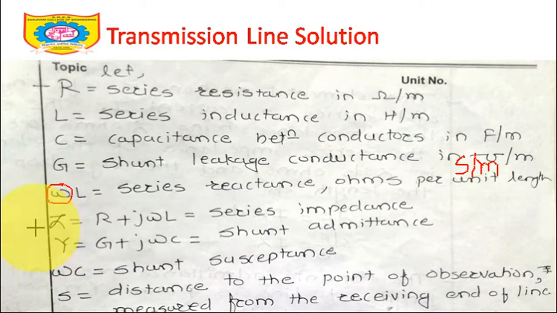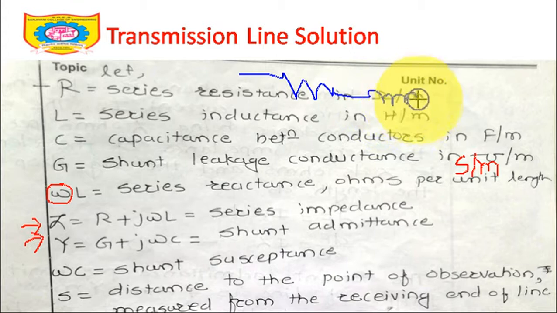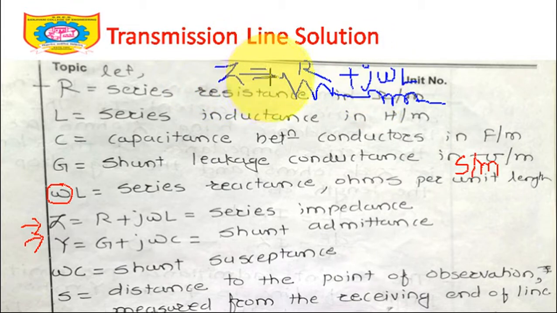Then Z, this is important for us now. Z and Y, because every secondary constant will be represented in terms of Z and Y. So what is Z? Z is equal to R plus j omega L. Why? If you just remember the circuit of the transmission line, it is R in series with inductance. So this is R and this is omega L. Why omega L? Because this is a frequency dependent parameter. It is not a constant parameter like R. It depends on at what frequency you are operating. So R plus j omega L, you might be knowing this. So this becomes our capital Z. Z equal to R plus j omega L.